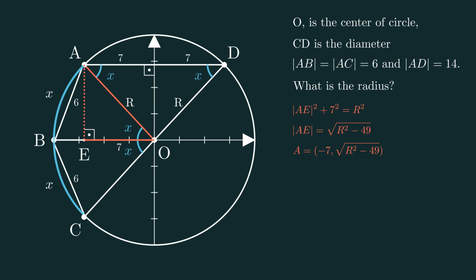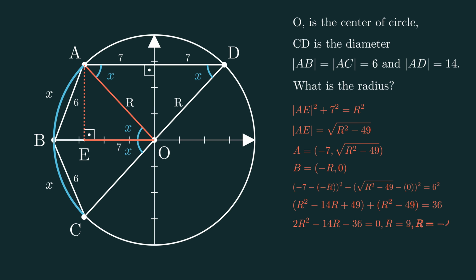And how about point B? It's at -r on the x-axis and 0 on the y-axis. To find the distance between 2 points in the coordinate plane, we use the distance formula, which is the square root of the sum of the squares of the differences in x and y. We're told that the distance between A and B is 6 units. Once we simplify the equation, you can see that it's a simple equation with just one unknown, and it's really easy to solve. We get 2 possible values for r, 9 and -2. But of course, the radius can't be negative, so that means r must be 9.